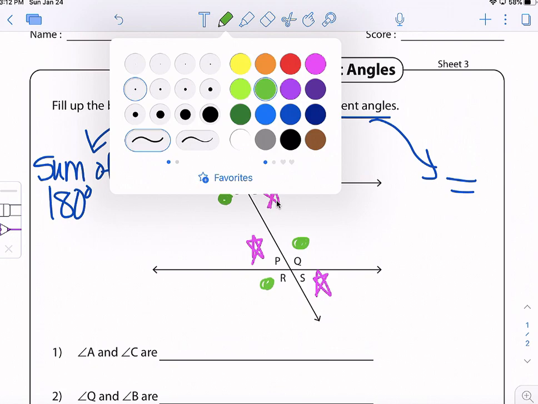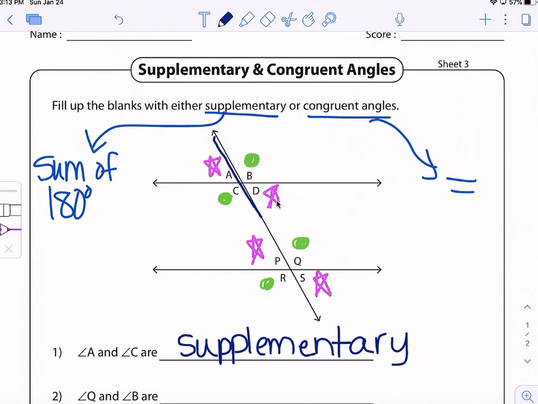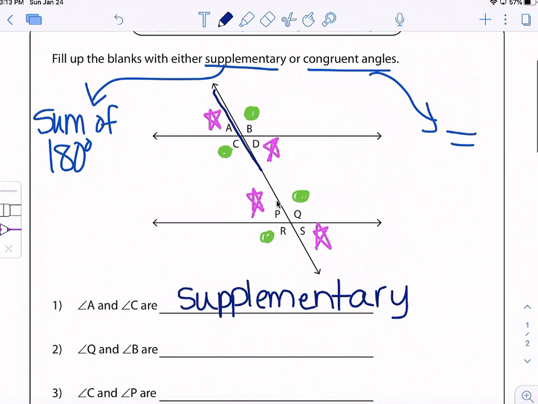So we're going to look at angle A and angle C, and we're going to determine if those two angles are supplementary or congruent. So angle A and C, notice they're different. You have a star and a dot, so those are not the same. So they're going to be supplementary, which means they're going to have a sum of 180 degrees. And if you remember from yesterday, angle A and angle C are called a linear pair because they form a straight line.